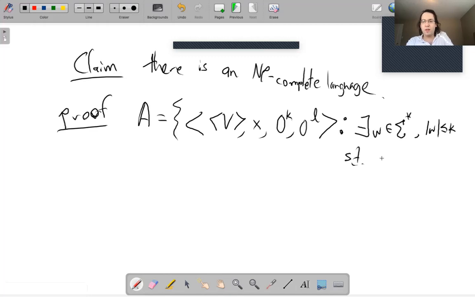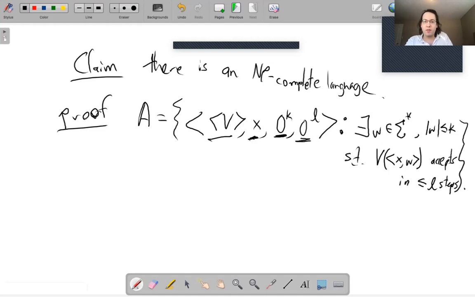such that V of X, W accepts in less than or equal to L steps. Okay, so this will be the language A. So the language A asks, given a verifier and an input to it, and some budget for the witness size and budget for the time, decide whether there is a witness of that size that causes the verifier to accept within that time. Okay, that's the language A.